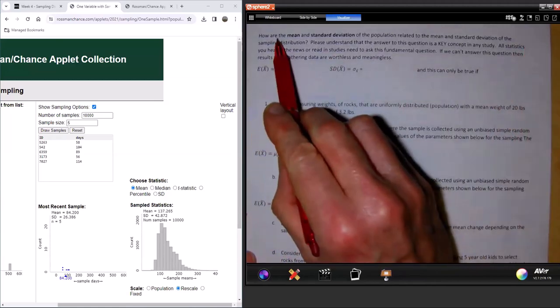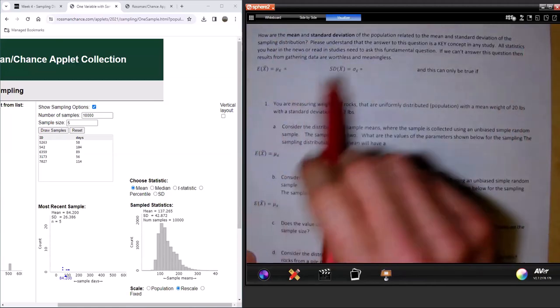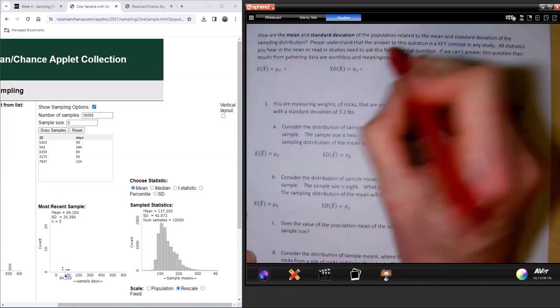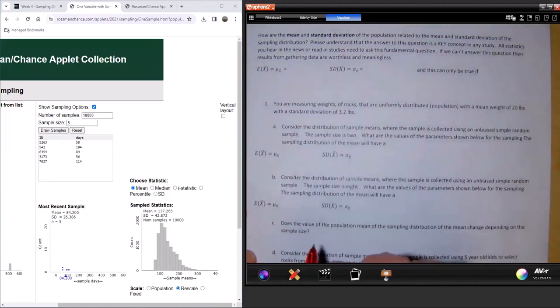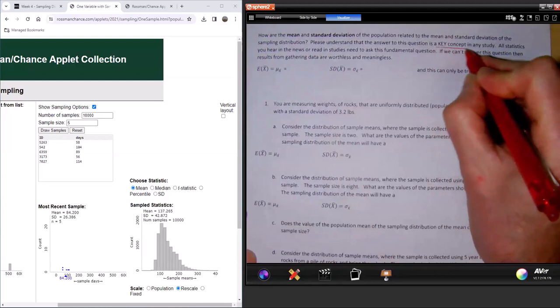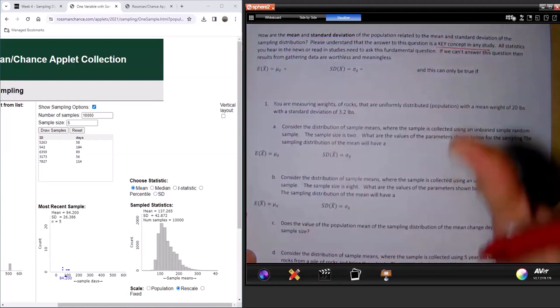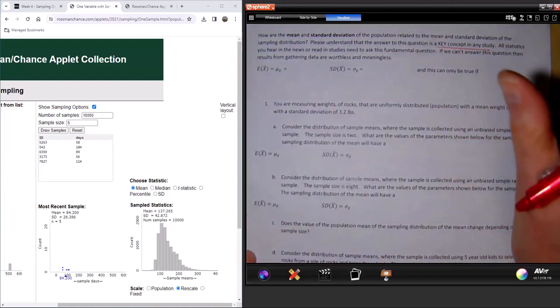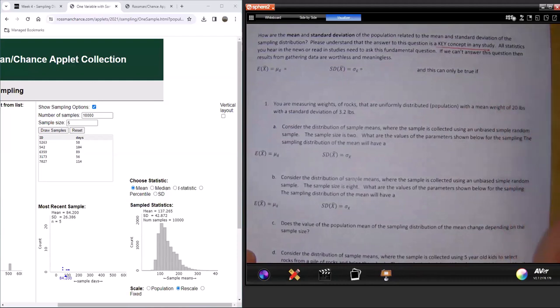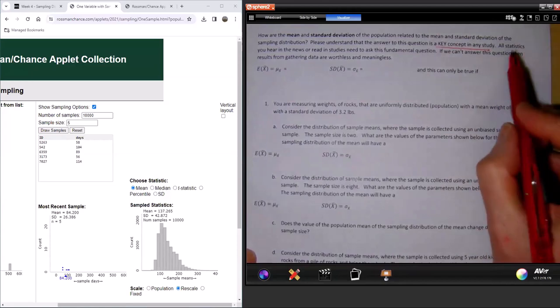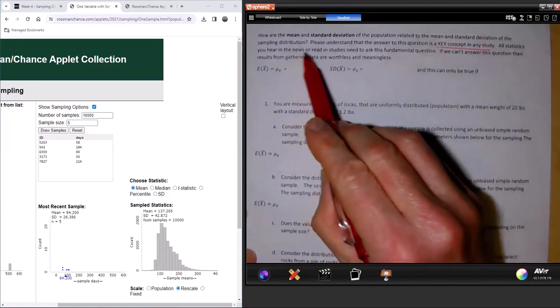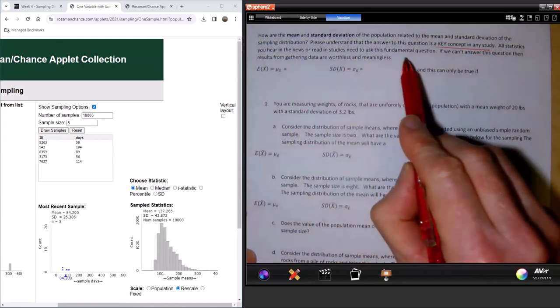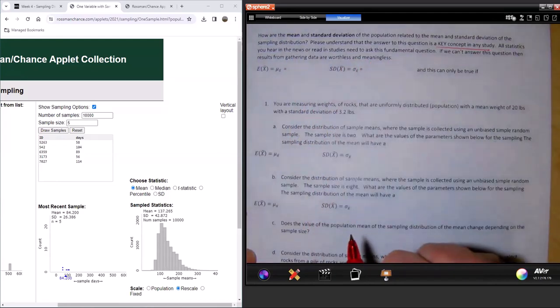So how are the mean and standard deviation of the population related to the mean and standard deviation of the sampling distribution? Please understand that the answer to this question is a key concept in any study. We're going to mention again that this is the most important lesson. You may need to ask questions. You may need to view this again until you fully understand. This cannot be just an exercise in doing some calculations. For all statistics you hear in the news or read in studies, you need to ask this fundamental question. If we can't answer this question, then the results from gathering data are worthless and meaningless.